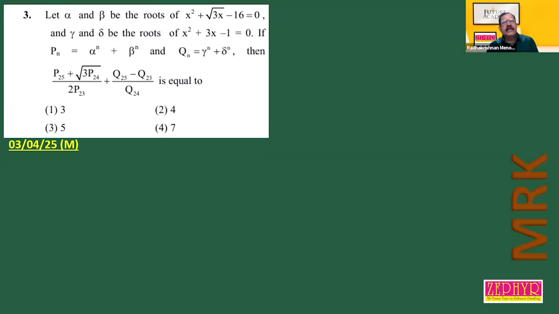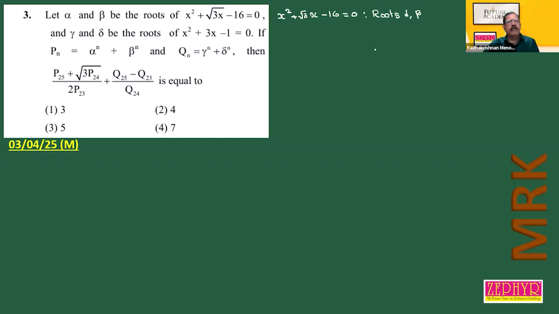X squared plus root 3x minus 16 is equal to 0. The roots are alpha and beta. The question is x squared plus root 3 into x. It's like this, x is not under root. Minus 16 is equal to 0. Roots alpha, comma, beta.